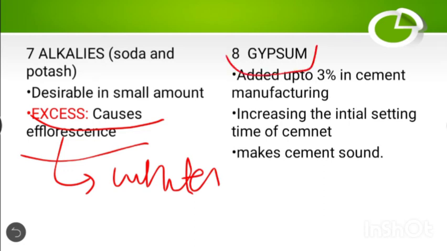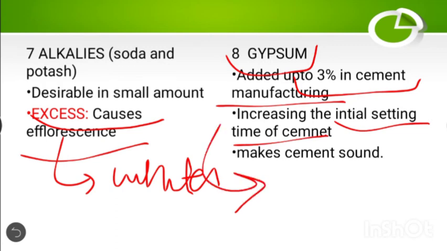And gypsum is used at 3% in the cement during the manufacturing. In the manufacturing process, when the cement is made, gypsum is used at 3%, and it helps in increasing the initial setting time of the cement. You should know, friends, what is the initial setting time of cement. Generally it is 30 minutes for OPC.